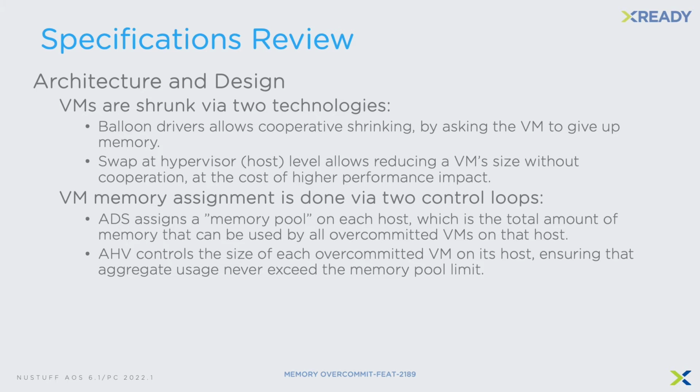VM memory is assigned via two controls. ADS is going to create a memory pool, which is equal to the amount of memory within the hosts, and then assign memory out of that to the overcommitted VMs. And then AHV is going to control the overcommit for every VM on the host, and make sure that it doesn't exceed the physical memory from that memory pool limit.